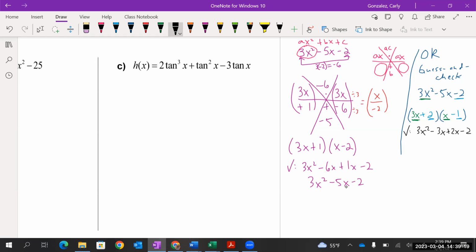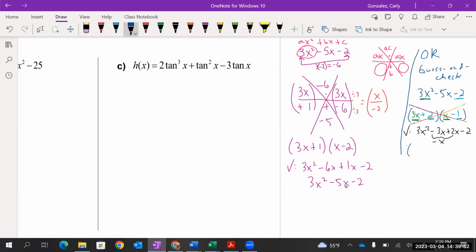So notice the 3x squared and the minus 2 work out because we kind of forced it that way. We chose the numbers to work that way. So really what we have to verify is that these middle terms give us that -5x. And they don't, because we get -3x plus 2x is -x. So that didn't work. So I'm going to go back. That shows us that did not work out there.